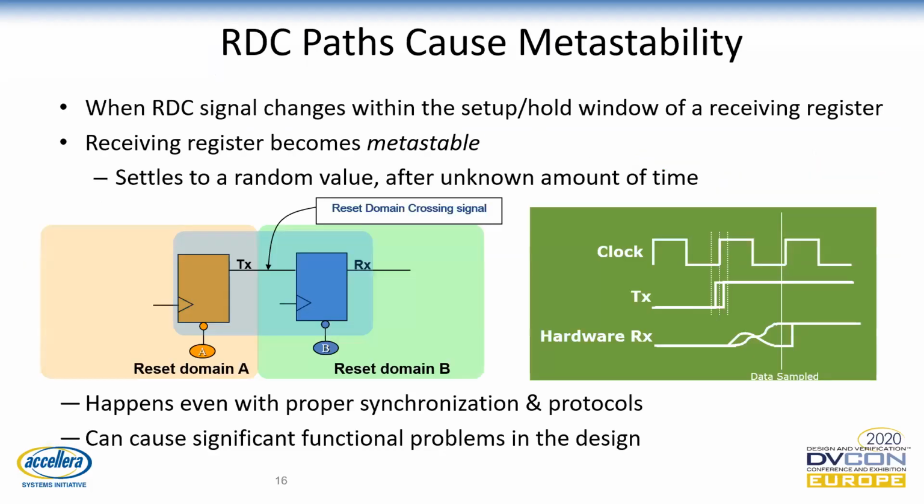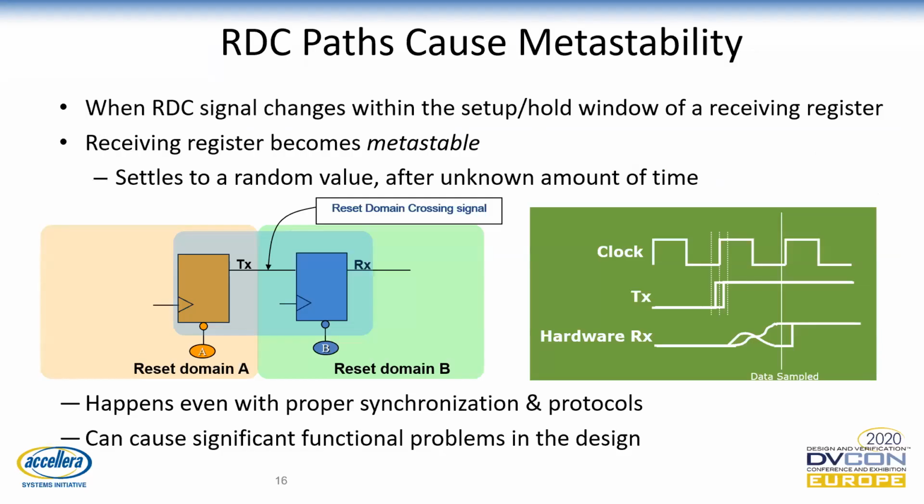Similar to CDC paths, RDC paths can be problematic because the source register reset is asynchronous to the destination register reset. So an asynchronous reset on the source register, in this case the orange register, will generate an asynchronous signal that would change in the setup and hold window of the receiving register, in this case the blue register.